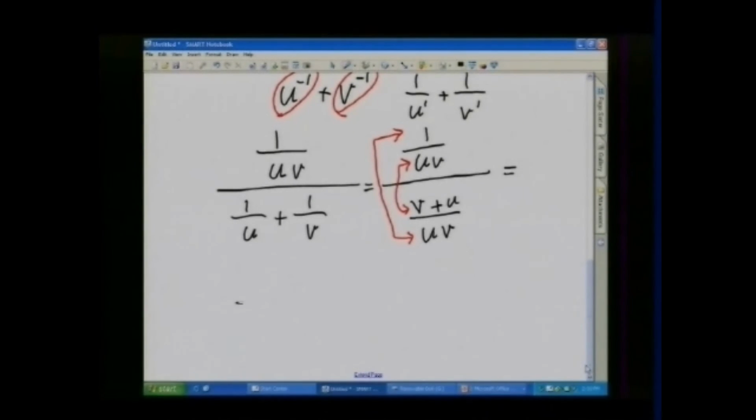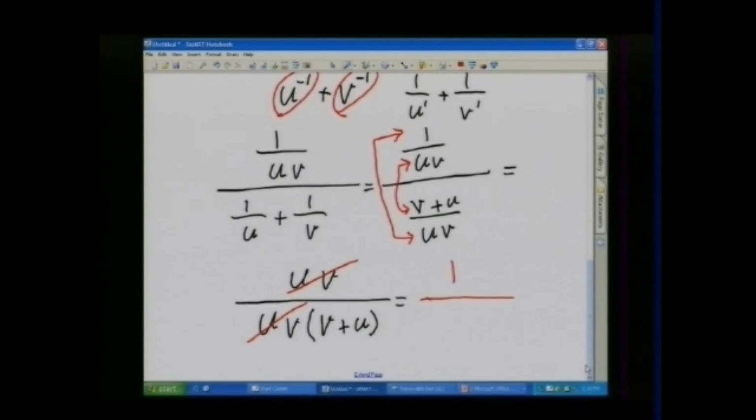So you would have the numerator, which is 1 times uv, which would be uv, and the denominator, which would be uv times v plus u, equal to. Now the uv in the numerator and uv in the denominator would cancel. You would have your final answer, 1 over v plus u. That is the final answer.